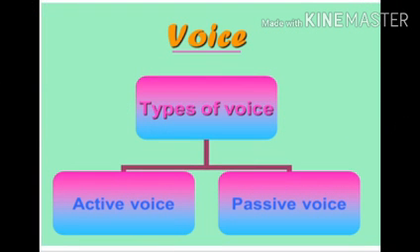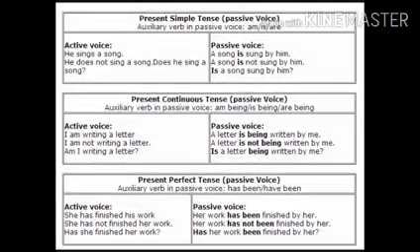Dear students, now I hope you understood how to convert active voice and passive voice of simple present tense, present continuous and present perfect. Remember that present perfect continuous does not have a passive form. Now let's discuss a few examples of active voice and passive voice of the simple present, present continuous and present perfect tenses.